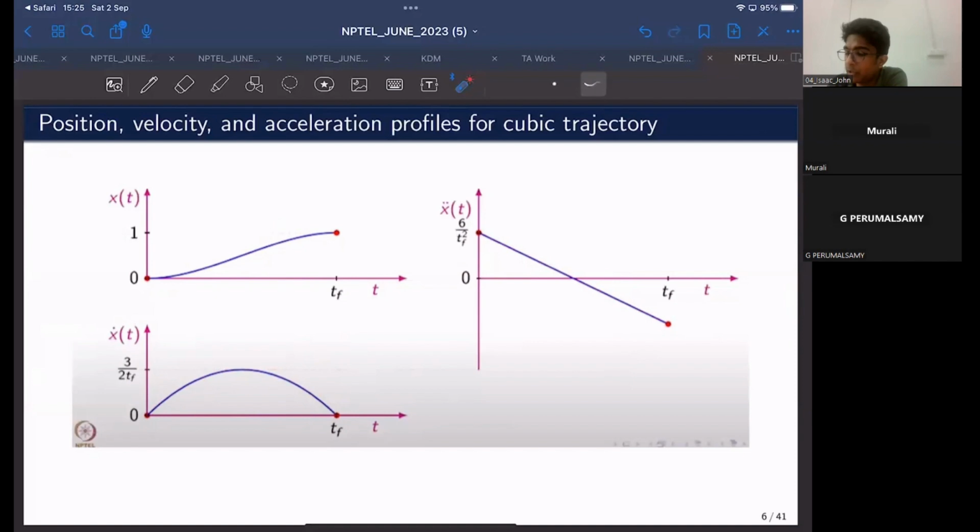So this is very important. You have to understand how the profiles of position, velocity, and acceleration would look for a cubic trajectory. And we have also seen the case of the profiles for a straight line trajectory, right? We have seen how the acceleration would have infinite values at a specific point of time. So for the cubic trajectory, this is how the profiles of position, velocities, and acceleration would look.